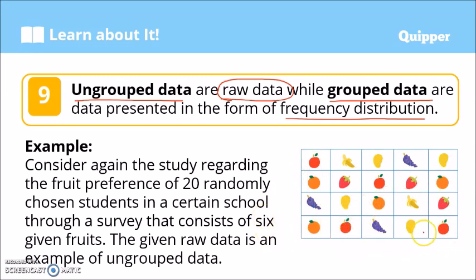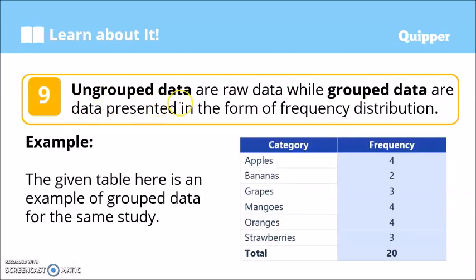Ungrouped data. Ibig sabihin, hindi pa natin sila nagrupo. Hindi pa natin na-organize yung data. Again, we call that ungrouped data. When we say grouped data, example niyan yung naka-table, naka-grupo na, na-organize na, meron na siyang frequency distribution.